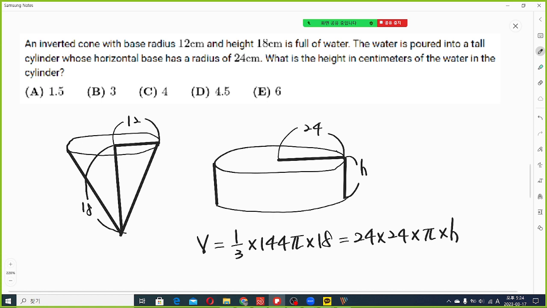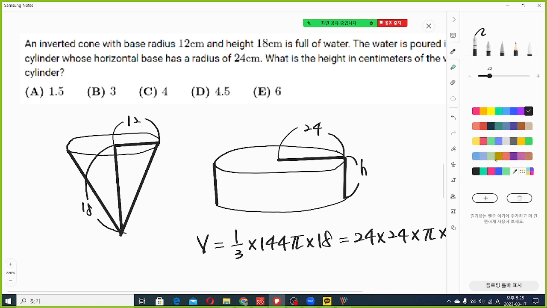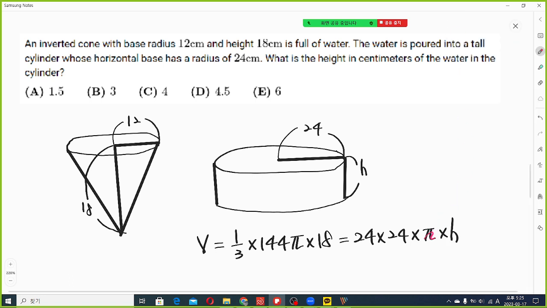D. Let me see. But you need to divide this by 3 because the left one is... Oh, sorry, I misread the equation. Oh, 1.5, so A. You're right.